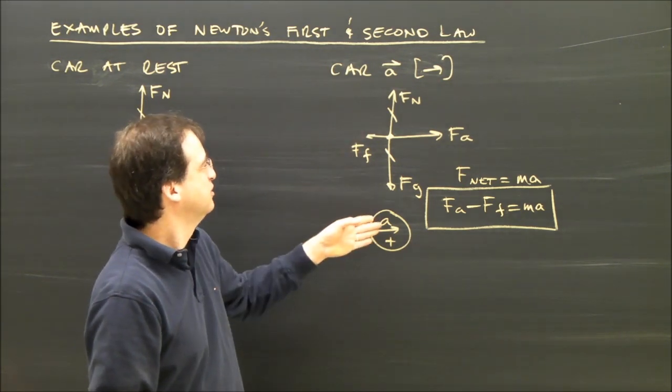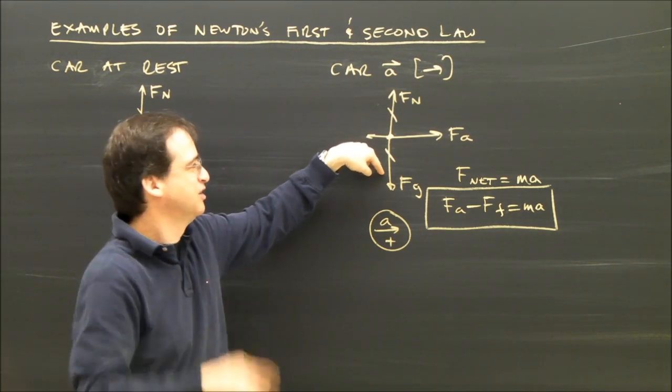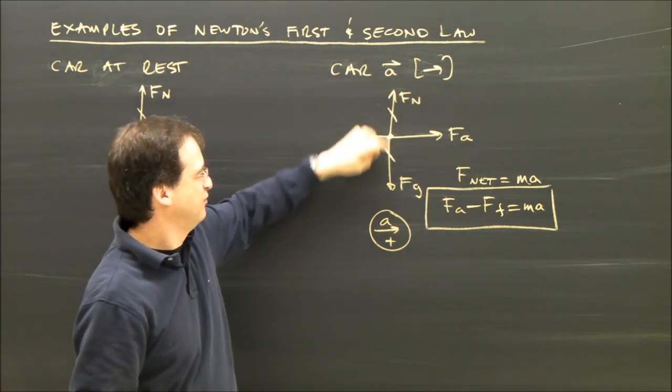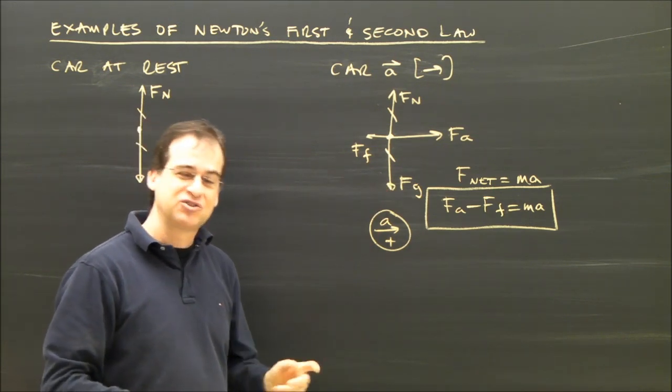In the other direction, the equation would be Fn minus Fg equals 0, because there's no acceleration in that direction. So if I wanted to find Fn, I could, because it's equal to Fg, and I don't know how to calculate Fg. Let's try a couple more diagrams.